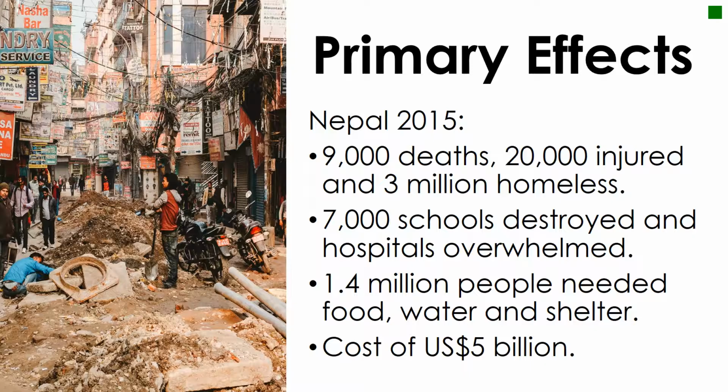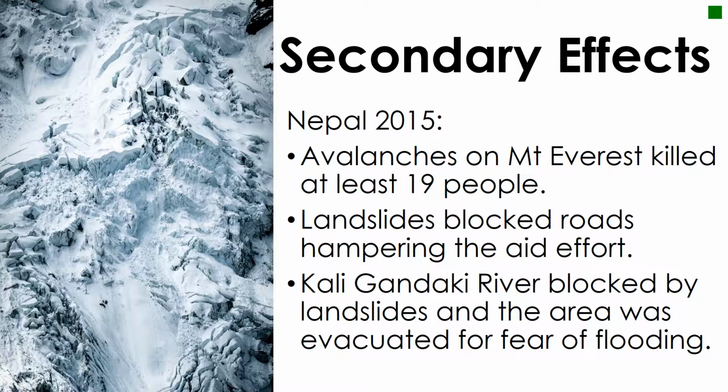The secondary effects of the earthquake were avalanches created across the Himalayas, even on Mount Everest, where at least 19 people lost their lives. Landslides also blocked roads, which meant the aid into the area was hampered. And the Kali Gandaki River was blocked by landslides, and people living in those areas, even though they weren't affected by the earthquake, were evacuated because there was a fear that they could be flooded.